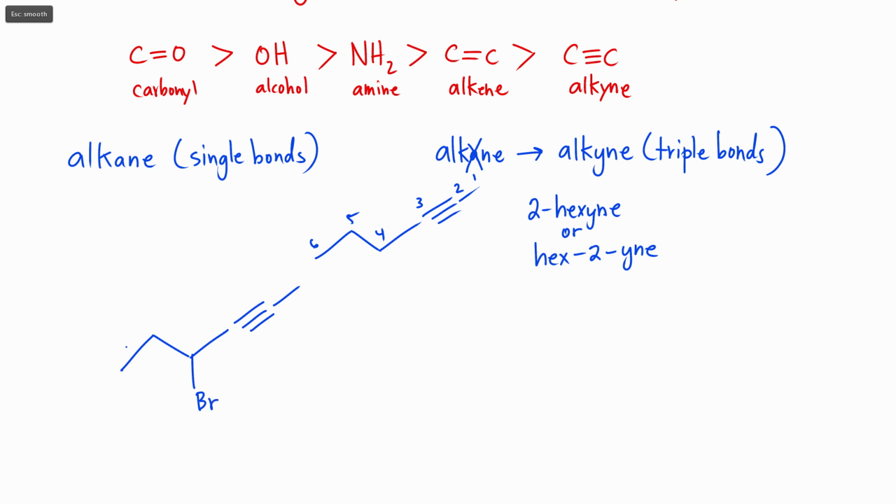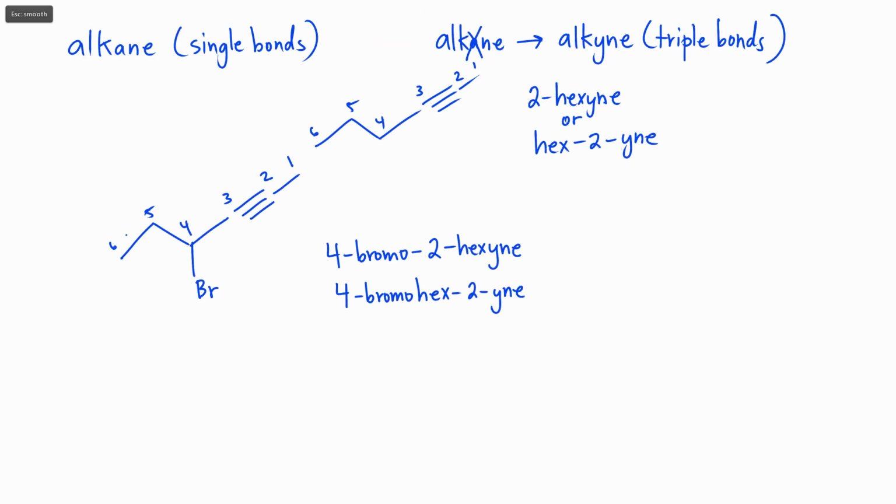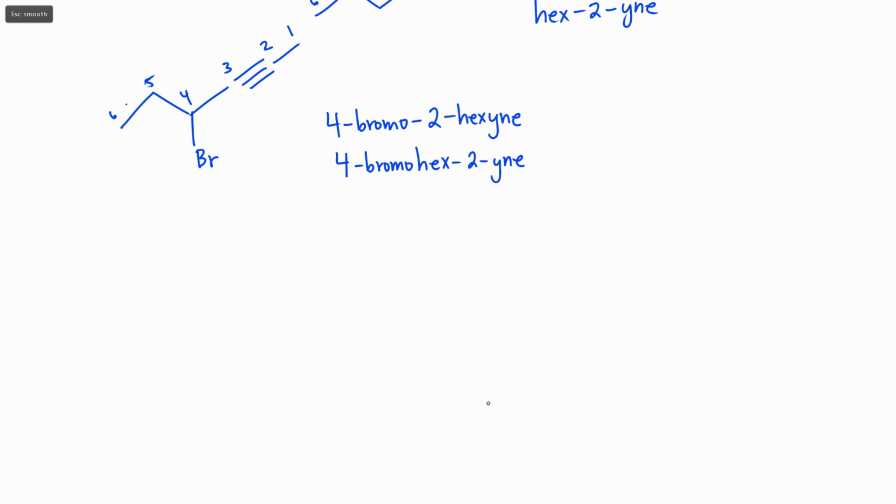All right, so I want to get to the triple bond first. 1, 2, 3, 4, 5, 6. So it's going to be 4-bromo-2-hexyne. That's 6 carbons again. 1, 2, 3, 4, 5, 6. Or 4-bromohex-2-yne.